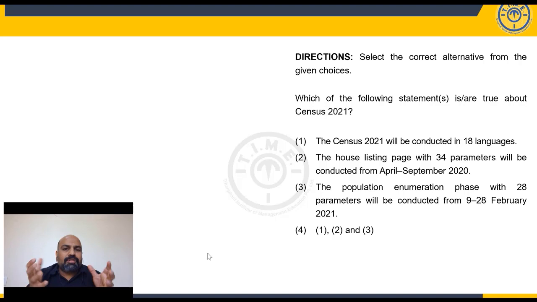So the census work could to a large extent be postponed this year, because of the coronavirus situation.